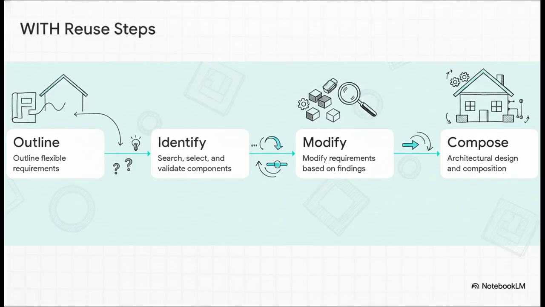Step 2, identify candidate components. You search, you select, and you validate what's out there. Step 3, you modify your initial requirements based on the components you actually found. Finally, Step 4, architectural design and composition. You are constantly trading off your dream requirements against what the existing components can actually deliver.